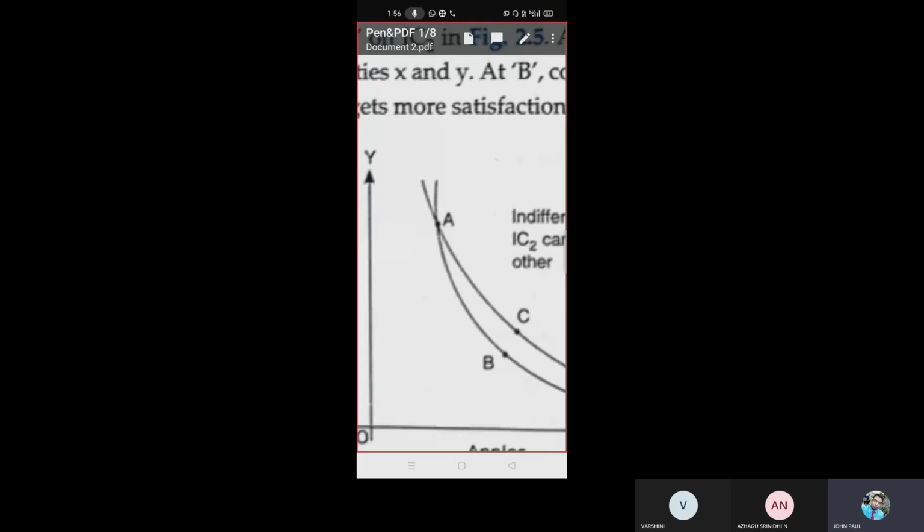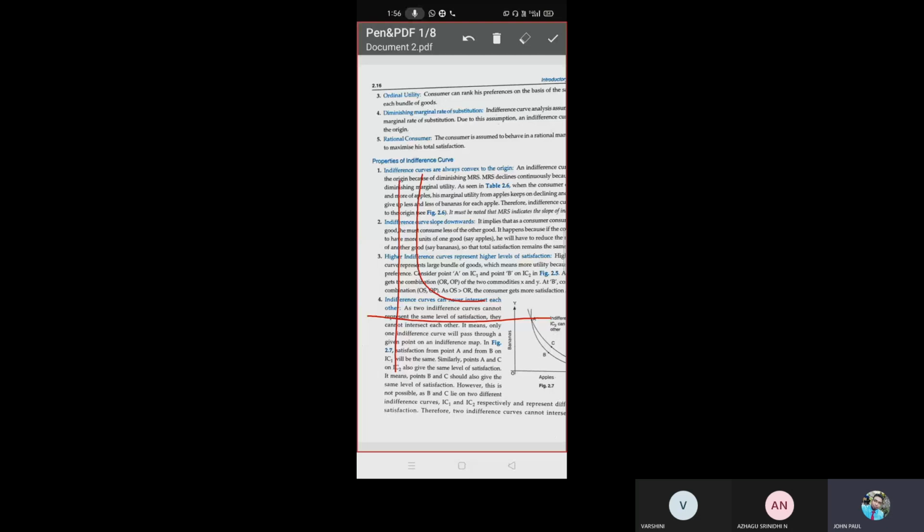So it won't touch each other. That is the fourth property of what? Indifference curve. Okay. So why? Because each bundle gives a satisfaction. Any or anything which gives satisfaction. But which combination is more? That is the highest level of satisfaction. Okay, fine. As two curves cannot represent the same level of satisfaction, they cannot intersect each other. It means only one indifference curve will pass through a given point on an indifference map.